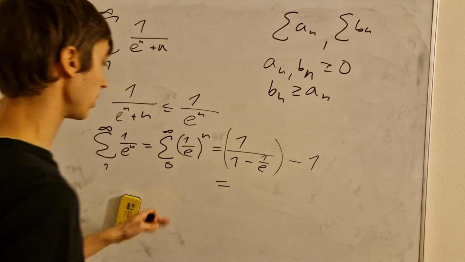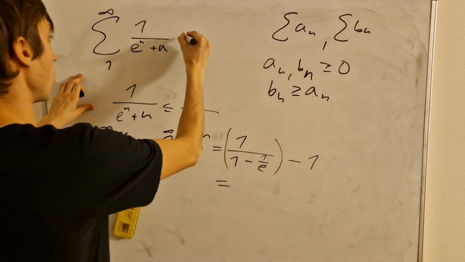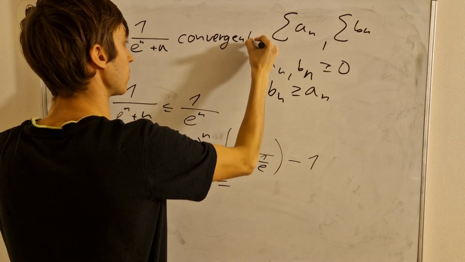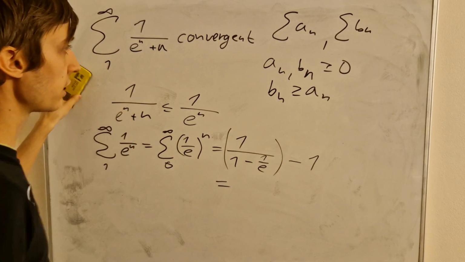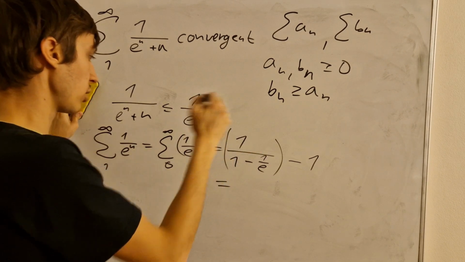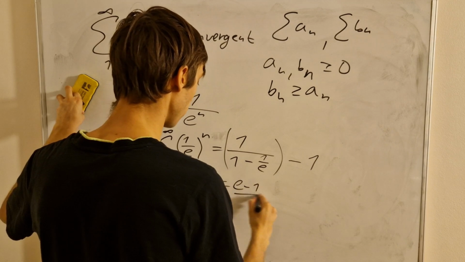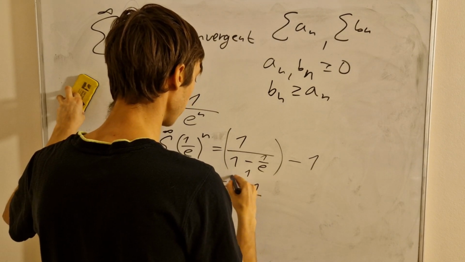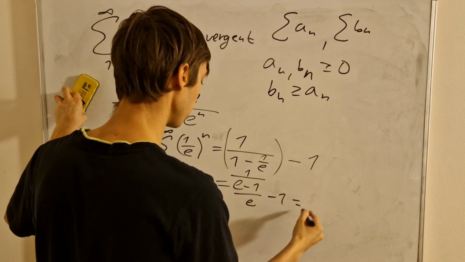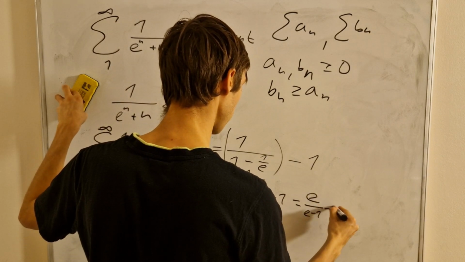So now we actually saw that this bigger series than the initial one is convergent. So already we can conclude this is convergent. So this is the other direction in which we can use this theorem, this test. And now just to wrap it up, we can actually evaluate the concrete value of this, which will be, well, 1 over 1 minus 1 over e, minus 1, which will be e over e minus 1, minus 1.